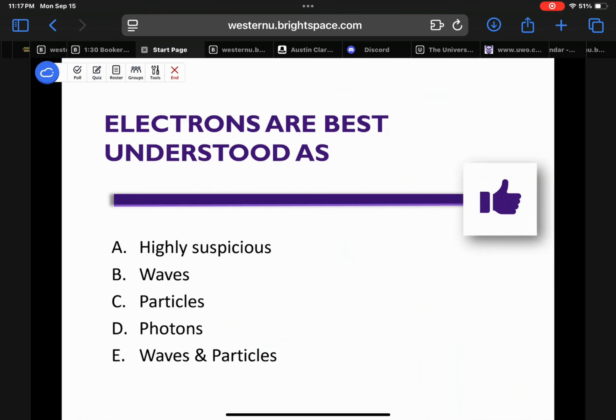Okay, this is a thumbs up question, so this isn't quite an eye clicker question yet, but electrons are best understood as, we're going to go by show of hands. A, highly suspicious? B, waves. C, particles. D, photons. E, waves and particles. Okay, and everyone chose that. Well done.